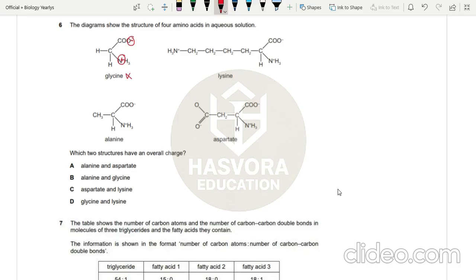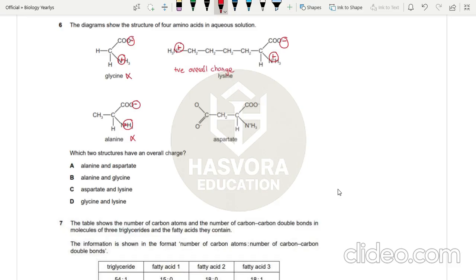Now for alanine, you can see here we have the minus charge and we have the plus charge here, so it will also have no overall charge. While for lysine, you can see we have the negative charge here, the plus charge here. These two will cancel each other, but there is no plus charge or negative charge to cancel out the plus charge for this amide. So this will have a positive overall charge.